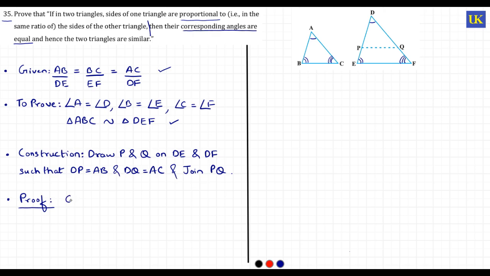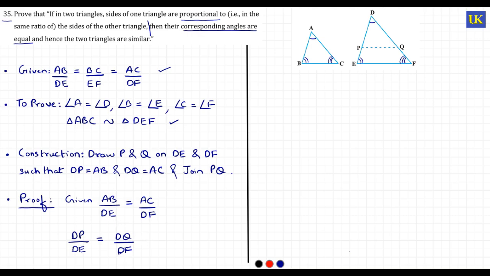And now we'll start with the proof part. So what is given is, in the given we have AB upon DE is equal to AC upon DF, right? So we have written it. So AB upon DE is equal to AC upon DF. Okay, so now we can write it like this also, right? We can say that DP upon DE is equal to DQ upon DF.